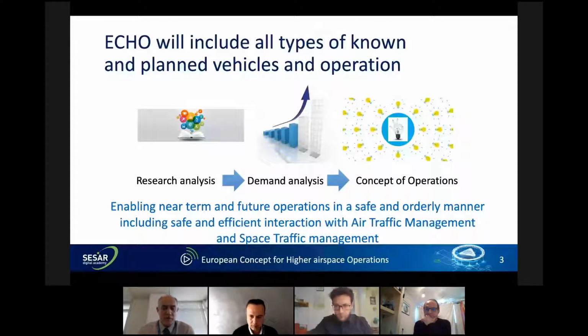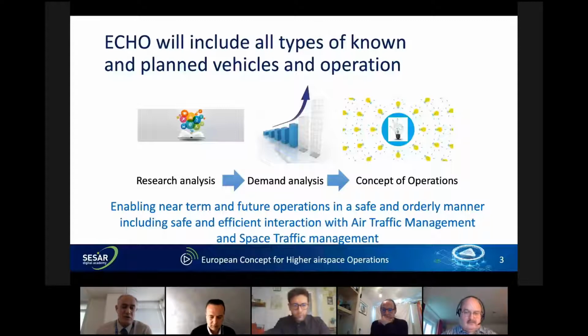In particular, we would like to be sure that there is an efficient interaction with the current air traffic management, but also with the space traffic management, which is currently under scrutiny and sometimes even under study at international level, because space traffic management cannot be a national matter. It must be only an international one.